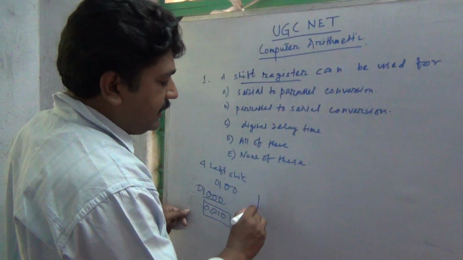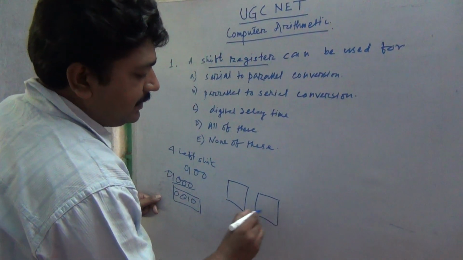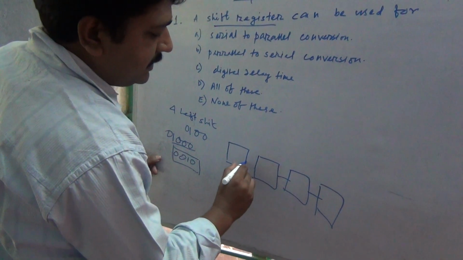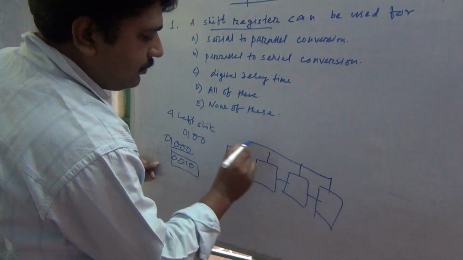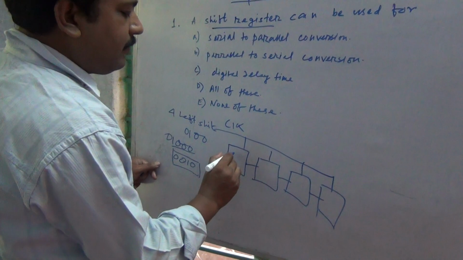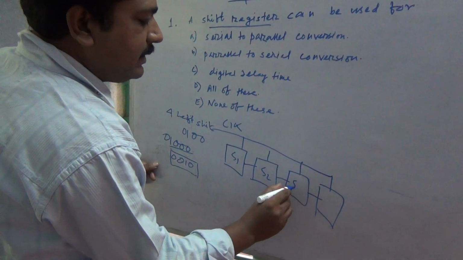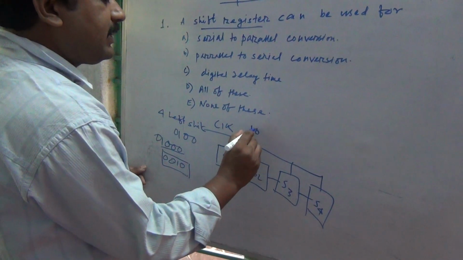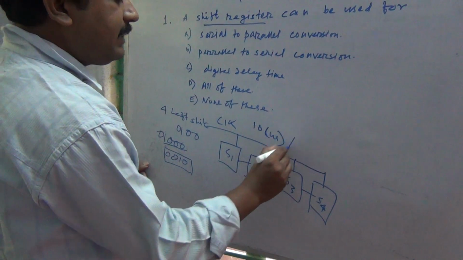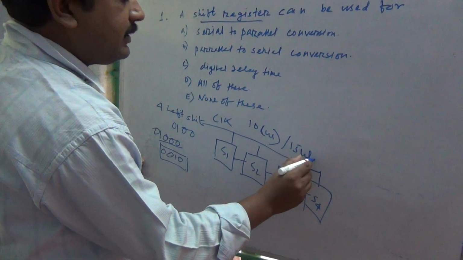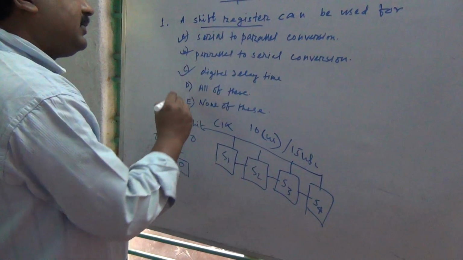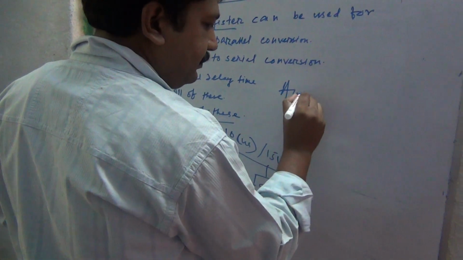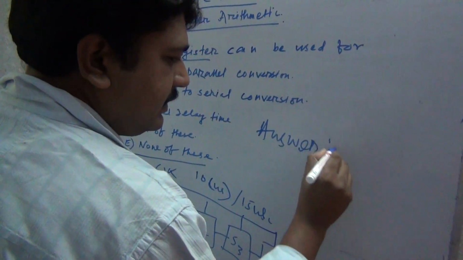Delay means a shift register, as we are doing here. Shift registers are all connected with a clock. So if I want to make a delay of this shift register, say 10 nanoseconds, I set it, and after that I set 15 nanoseconds, then it is also correct. So A, B, C are correct, so all are correct, not none of these. So the answer is D.